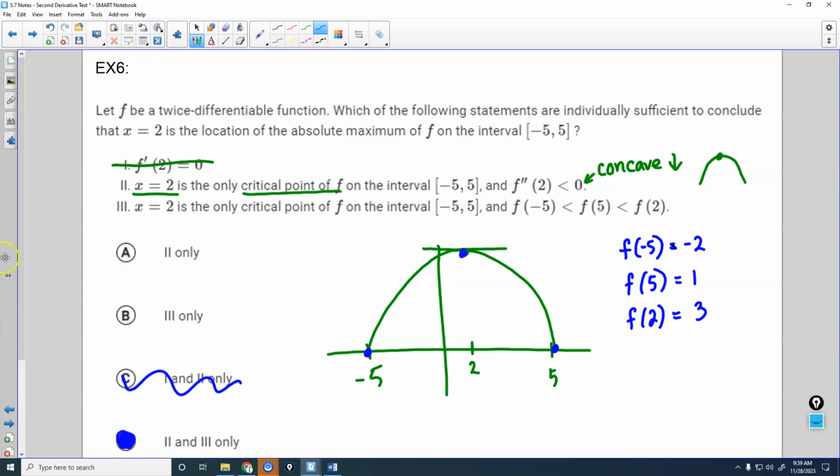So this would be your first derivative test-style approach where you're testing those points. The other would be your second derivative test, and they are both sufficient information. One alone is not. Okay. Questions?